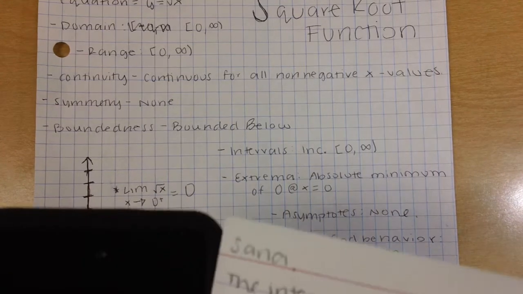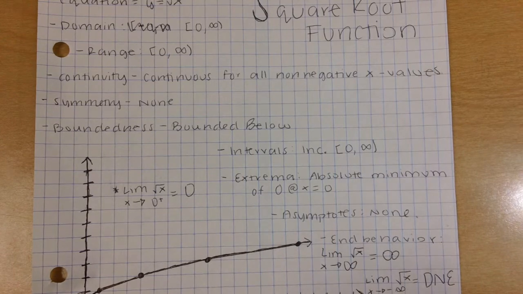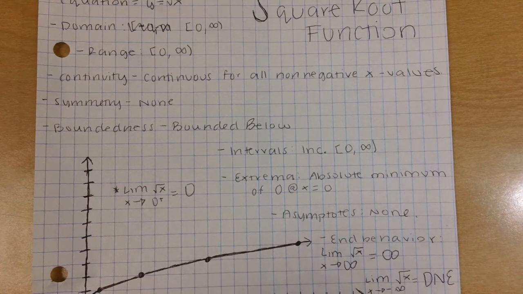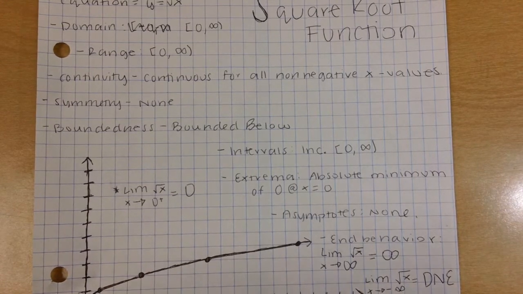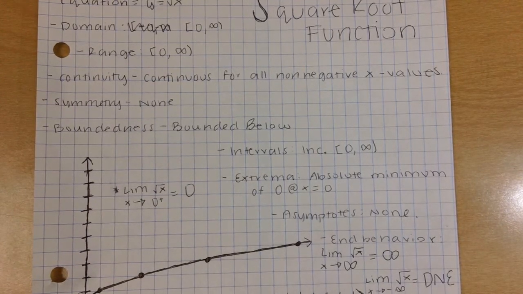The interval is increasing from 0 to infinity. The extrema is an absolute minimum of 0 at x equals 0. There are no asymptotes. The end behavior is the limit of square root of x as x approaches infinity equals infinity. The limit of the square root of x as x approaches negative infinity does not exist. So the limit of the square root of x as x approaches 0 is 0.